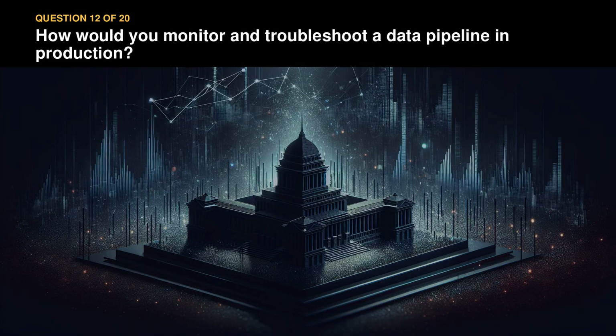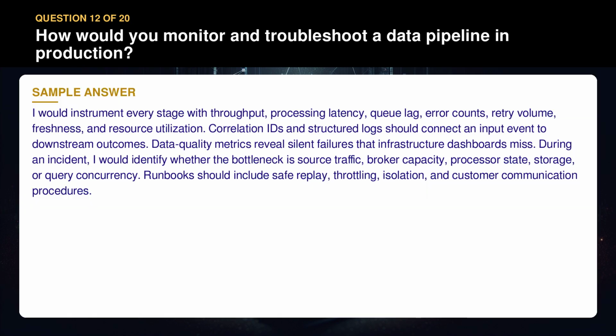Question 12. How would you monitor and troubleshoot a data pipeline in production? I would instrument every stage with throughput, processing latency, queue lag, error counts, retry volume, freshness, and resource utilization. Correlation IDs and structured logs should connect an input event to downstream outcomes. Data quality metrics reveal silent failures that infrastructure dashboards miss.